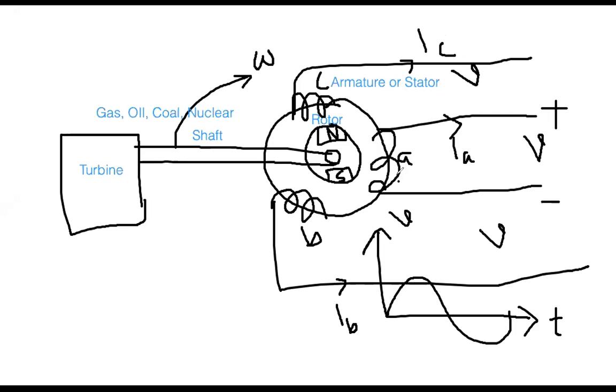And typically they are placed 120 degrees apart. From here to here 120, from here to here 120, from here to here 120. So then total 360 degrees. So this is the concept of the three-phase system. Everybody, could you follow me, what I said?